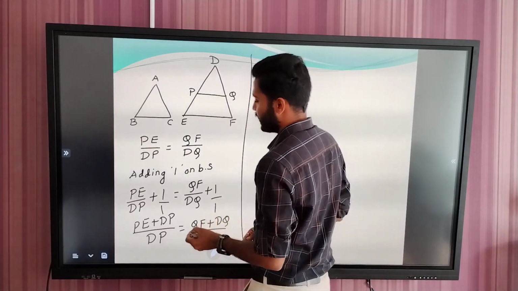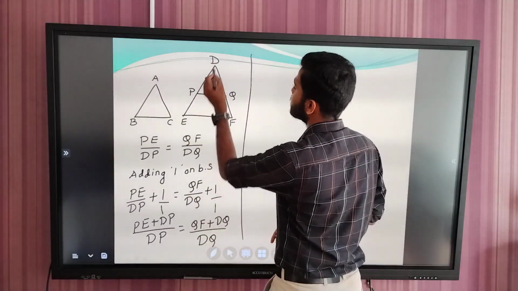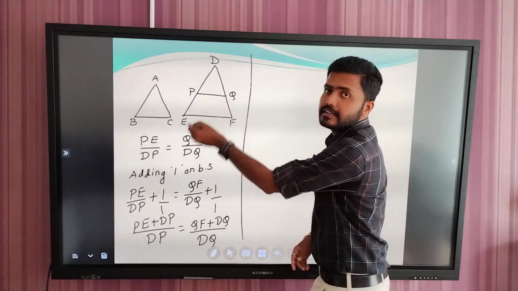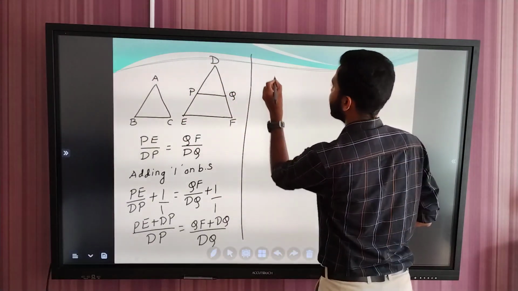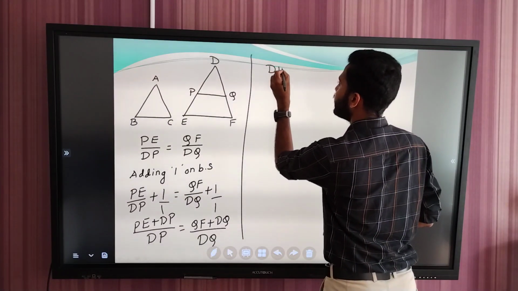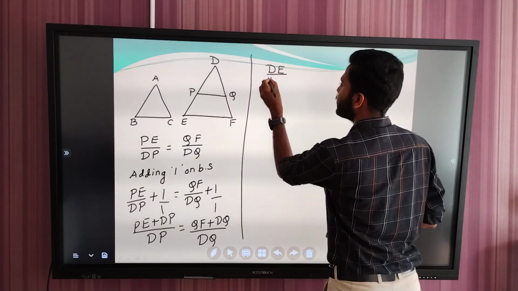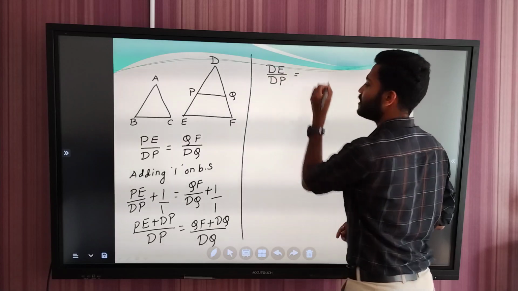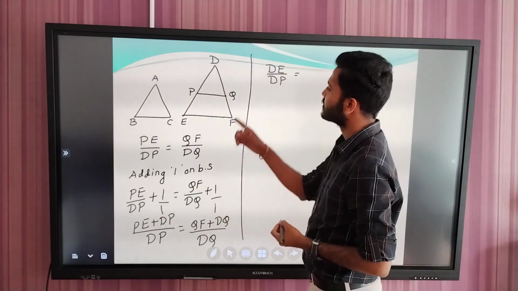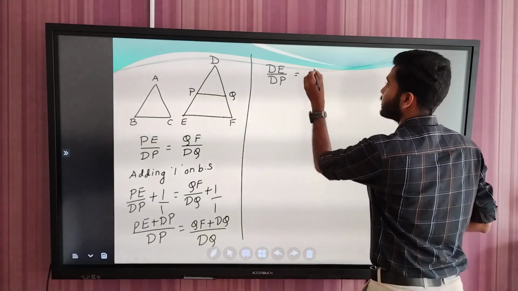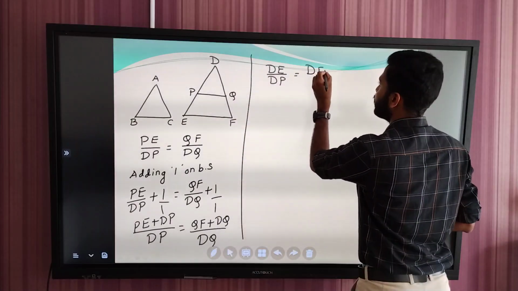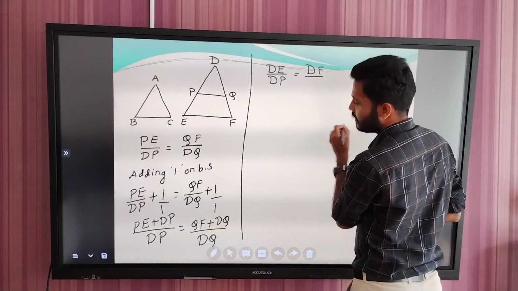So now let us look at the diagram. PE plus DP, it gives us the entire side, that is DE, correct? So DE divided by DP is equals to, what is QF plus DQ? QF plus DQ is nothing but DF, correct? So this is DF upon what? DQ.